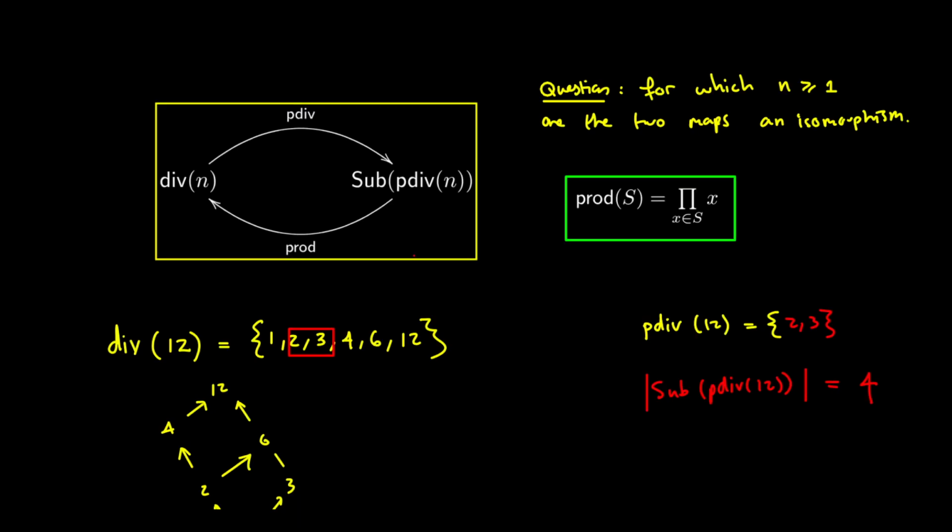And so the question is an interesting one. The question is, for which integers n bigger than 1 do we get an isomorphism? Okay, so let me leave you with that, and I'll see you next time.